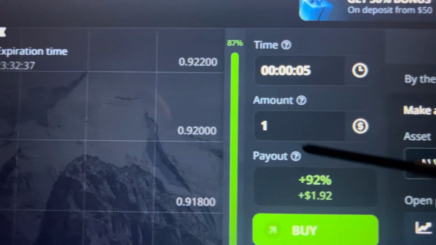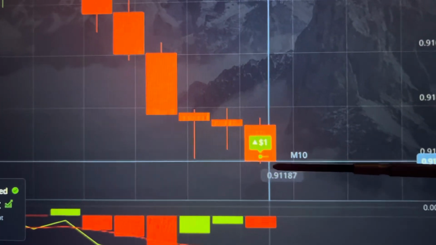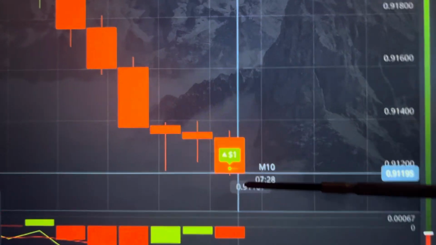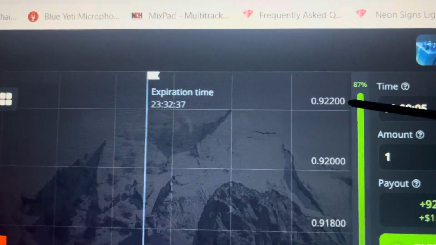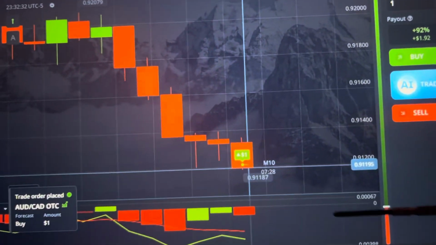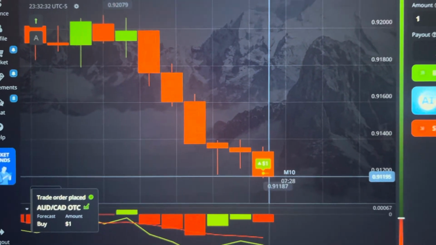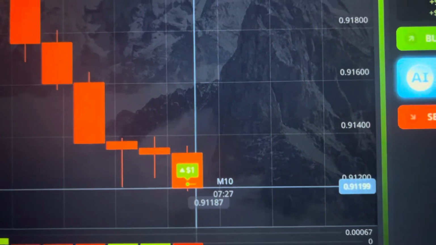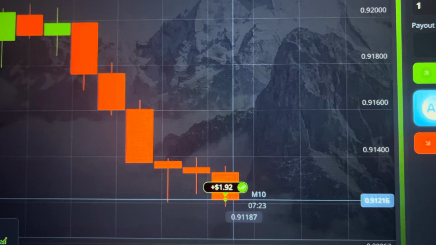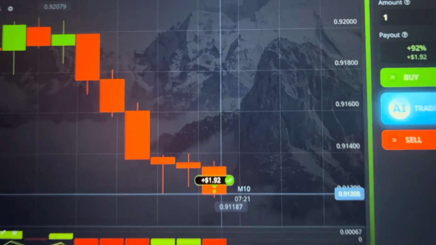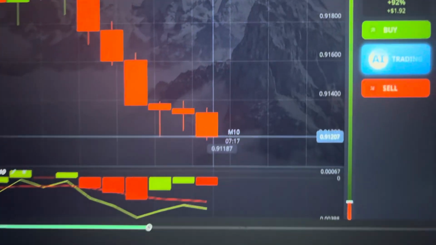I'm only using $1 here, and I'm going to get in right here because it was a bounce. This green bar is saying there's about an 87% chance that it's going to bounce back up, so we're going to let that play. And there it goes. It did bounce up just like that bar said, and it's going to happen again as we go on.